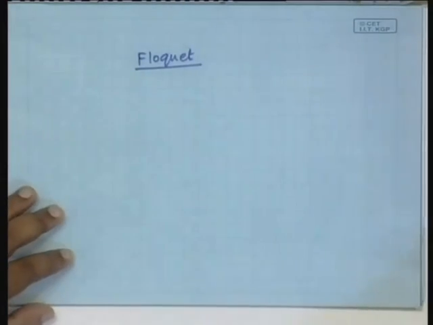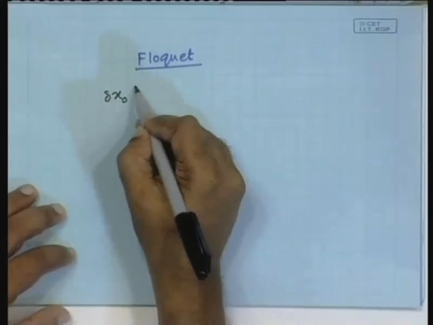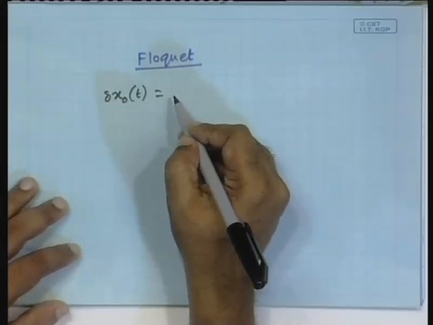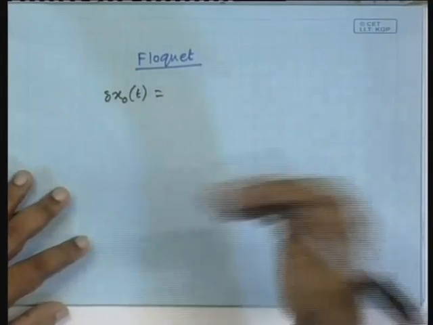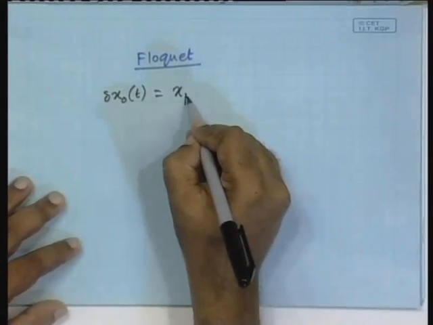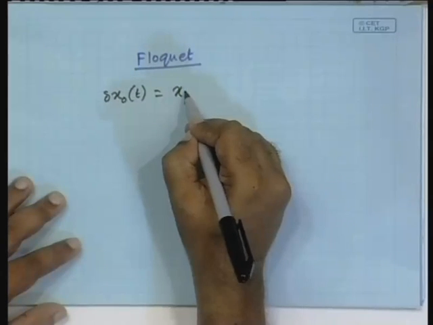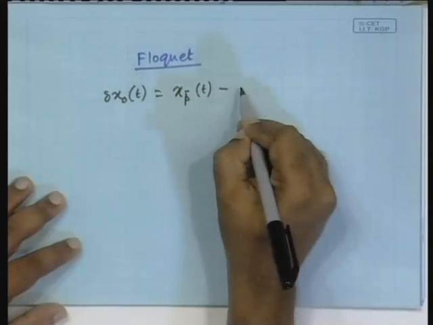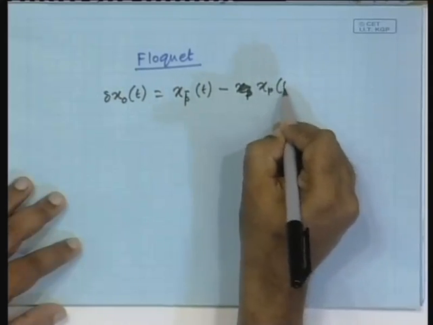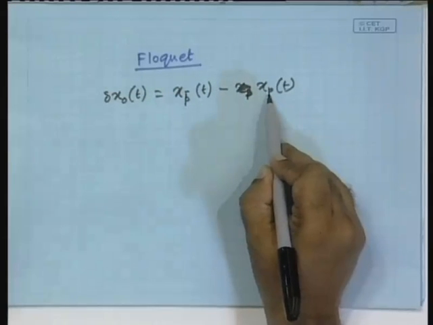So, the initial perturbation would be the difference between the original trajectory and the perturbed trajectory. So, x the periodic orbit, for the perturbed trajectory minus the original trajectory. Sorry, I am using the subscript p because now we are talking about periodic orbits.